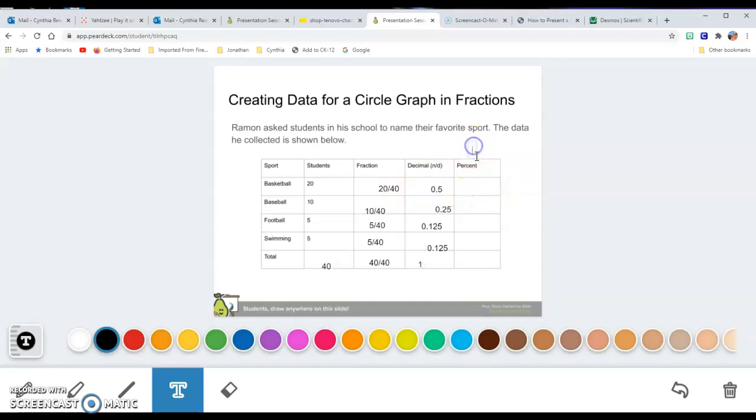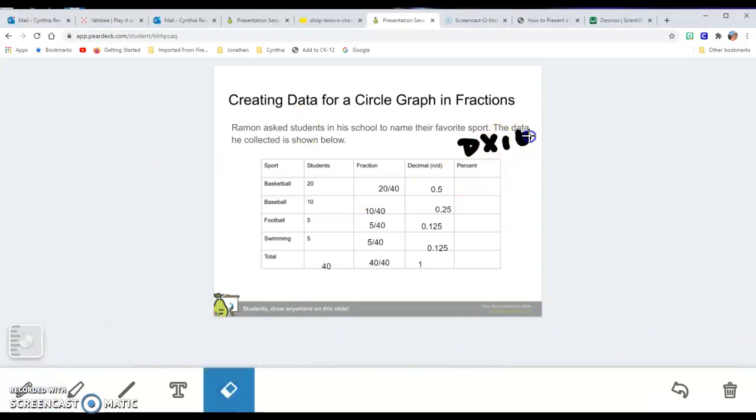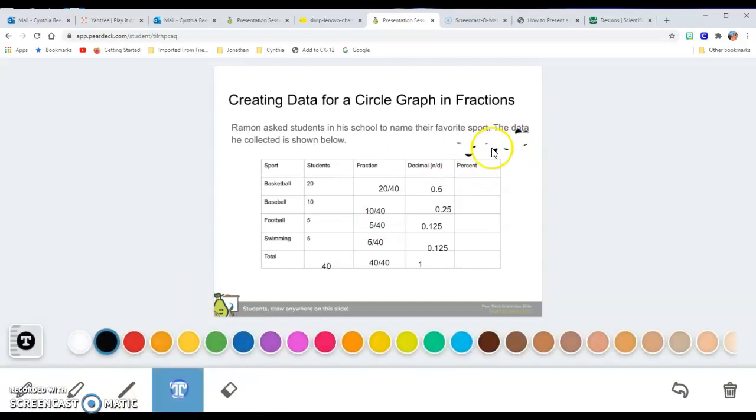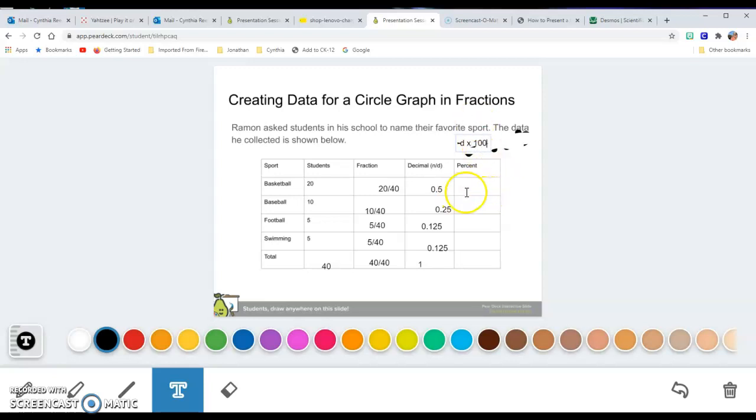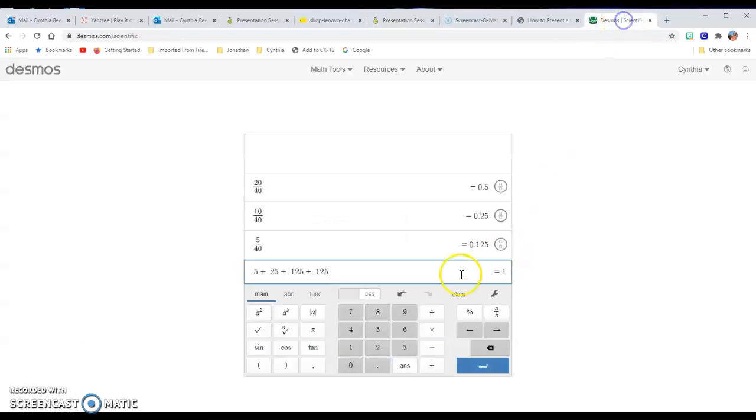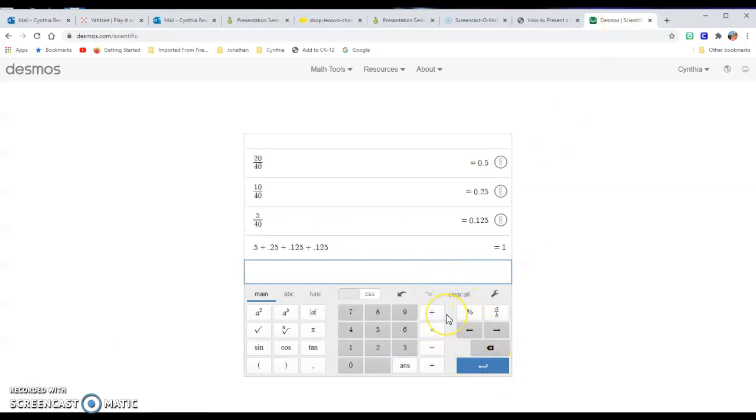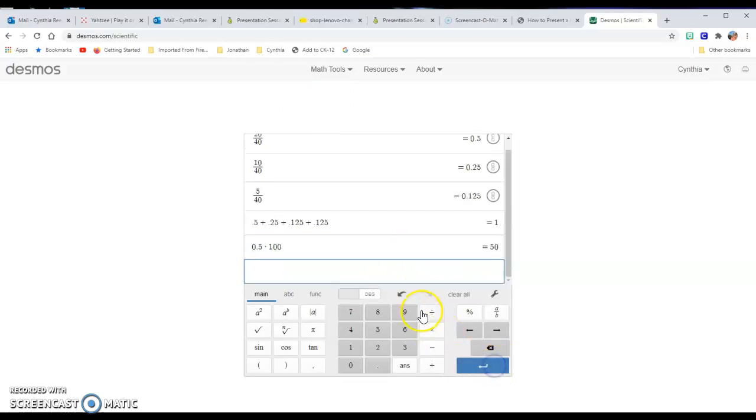To change my decimal into a percent, I'm going to multiply the decimal times 100. So let me erase that and put it here. So that would be my decimal times 100. So in this case, 0.5 times 100 is 50. That makes that 50%.